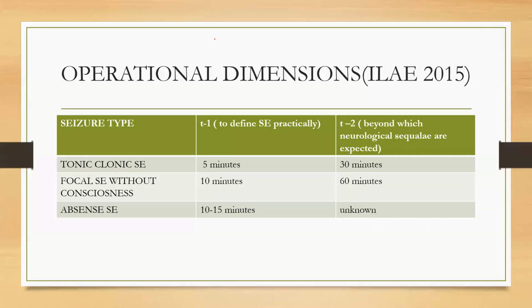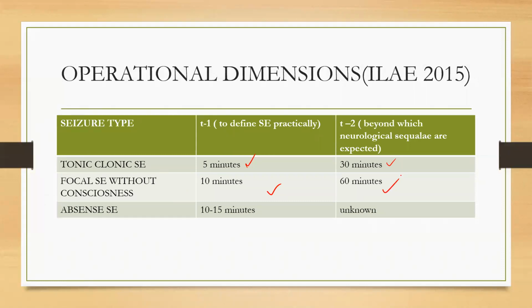When not mentioned specifically, it is taken as 5 minutes, because GTCS, that is generalized tonic-clonic status epilepticus, is the most common one. So if not mentioned, we take T1 as 5, but we specifically look into the semiology of the seizure. For tonic-clonic seizures, T1 is 5 minutes. Beyond 5 minutes we say it is tonic-clonic status epilepticus, and beyond 30 minutes we expect neurological sequelae. For focal seizures without loss of consciousness, T1 is 10 minutes and T2 is beyond 60 minutes.